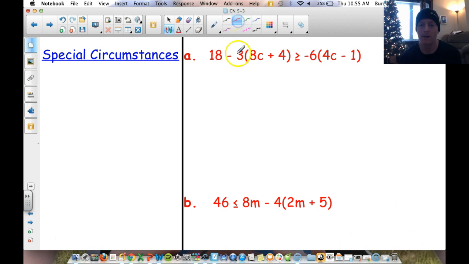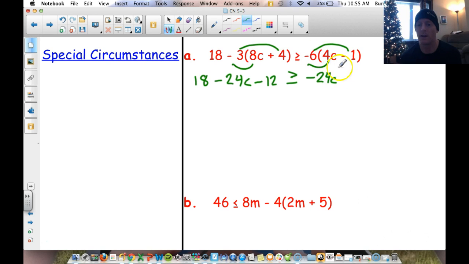So same processes, we're going to distribute all of our numbers into the parentheses to get rid of them. So this turns into an 18. A negative 3 times a positive 8 becomes a negative 24c. A negative 3 times 4 makes a negative 12, greater than or equal to negative 24c, and then we have a plus 6 because a negative 6 times a negative 1 makes a positive 6.